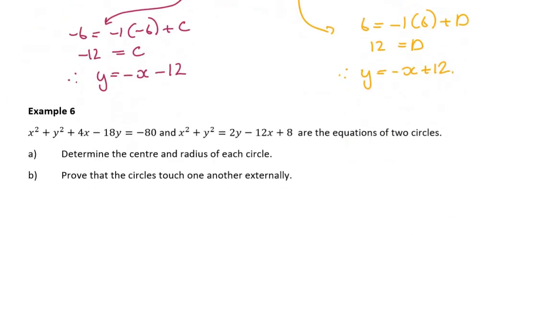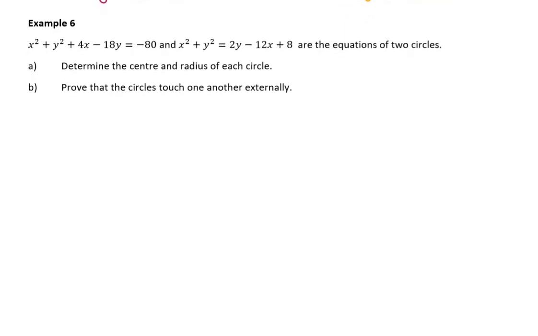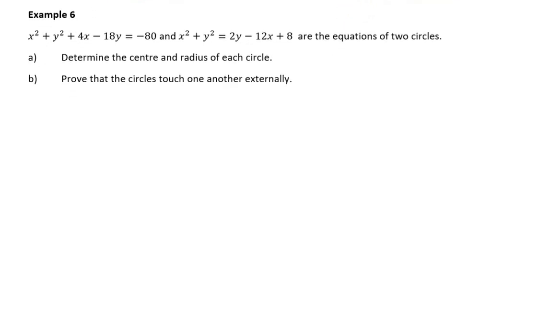Okay, last example for this kind of weird section on different type questions is example 6. Example 6 gives us 2 circles, and unfortunately they're both not completed the square. So the first question says find the center and radius, not a problem. For the first one, if I complete the square, you start to get really good at this. So I get x plus 2 squared, and together with this, y minus 9 squared.